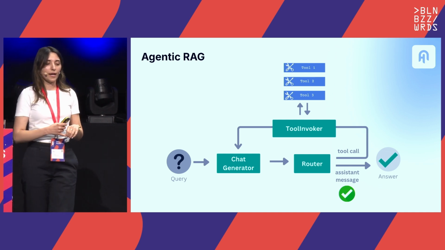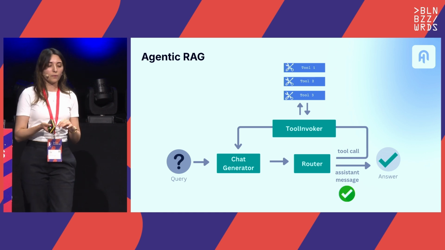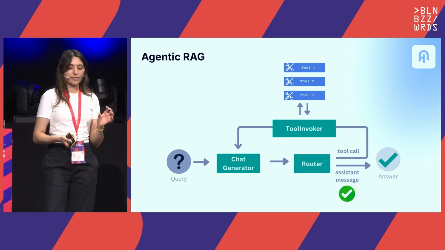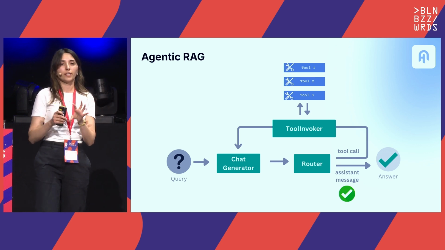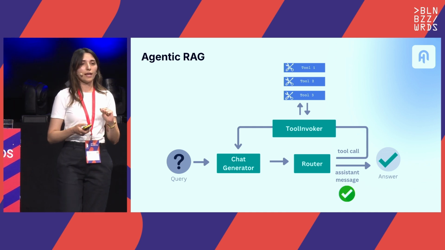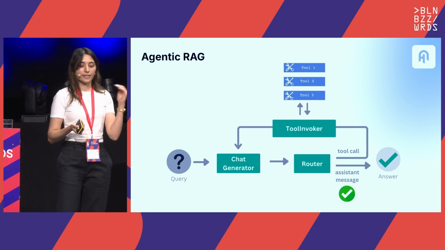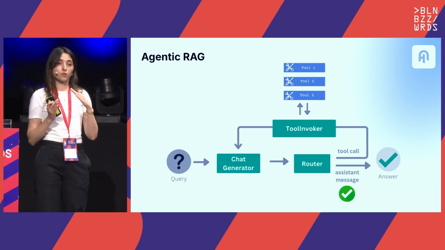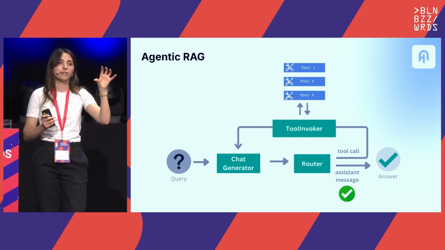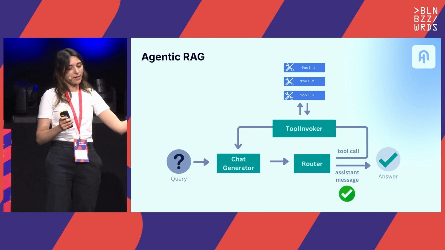And this is the pipeline that we are going to build today. In this pipeline, there will be a user query and our chat generator, the component that we connect to the model providers, is going to take a look at the user query and decide on some actions. And this router will get that response and check if it's a tool call, it will send it to the tool invoker, and the tool invoker will invoke the relevant tool and pass this information back to the chat generator.